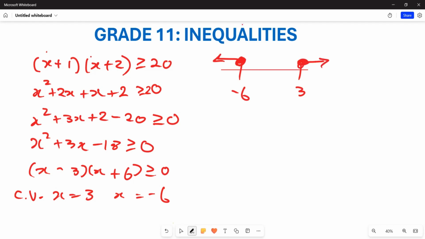So what does that mean? Basically, this means when your x is less than negative 6, or when your x is greater than 2. Basically, that is going to be the solution.